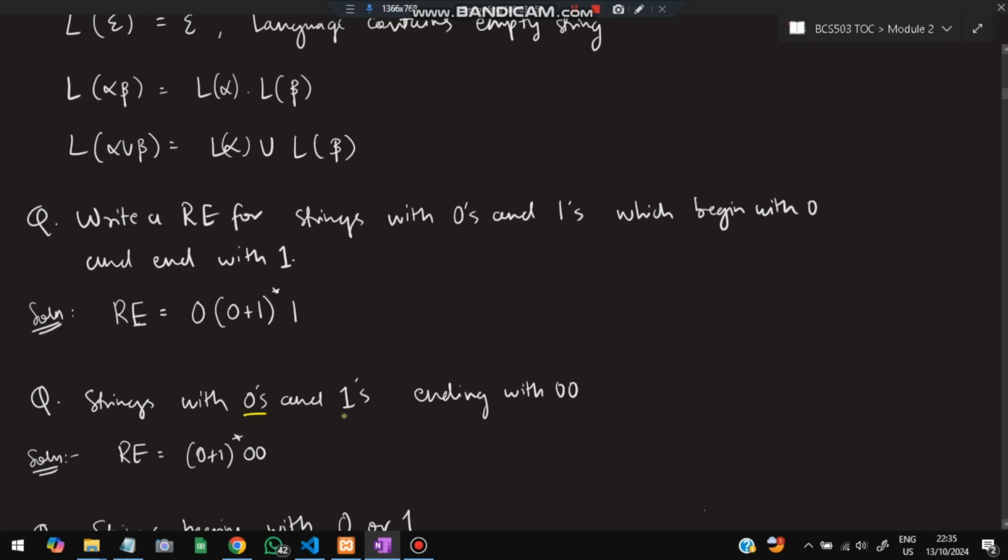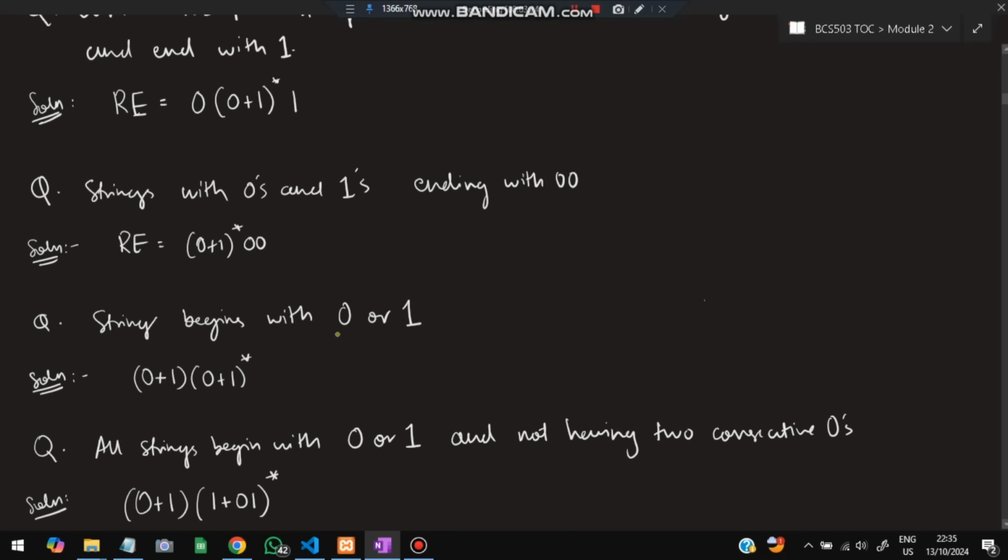Strings with zeros and ones ending with double zero. Initially I can have 0 or 1 repeated n number of times, but it should end with double zero. Strings begin with 0 or 1, so it can begin with 0 and 1, and after that I can have 0 or 1 n number of times.